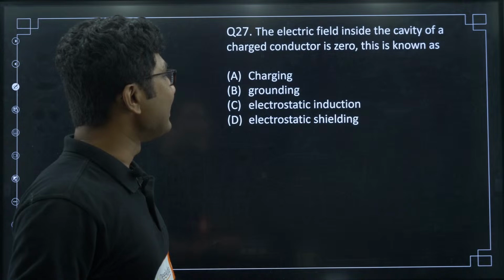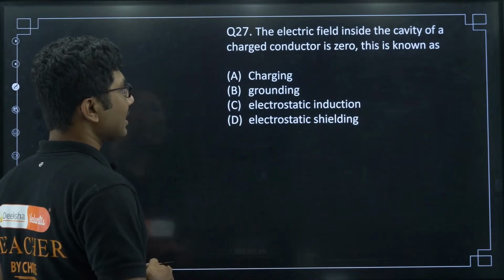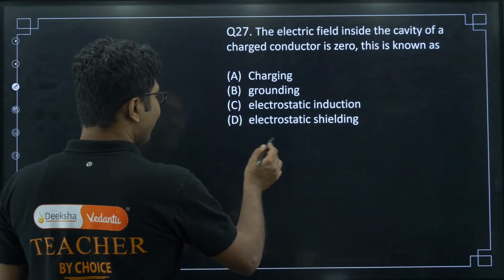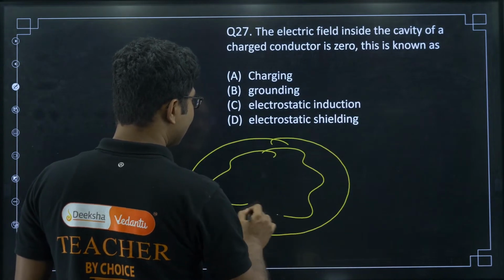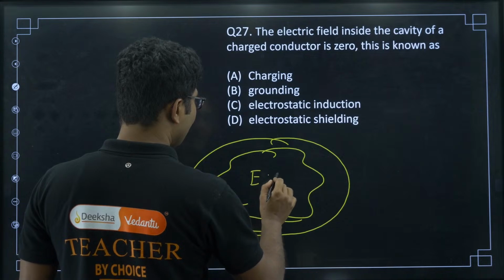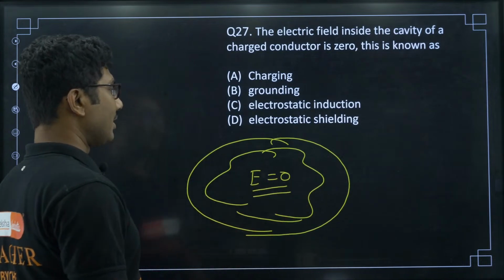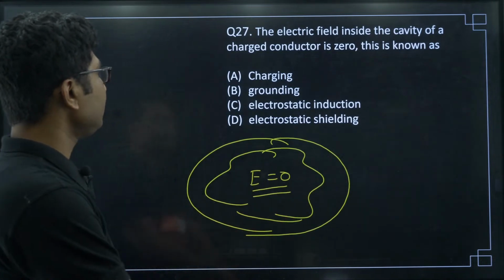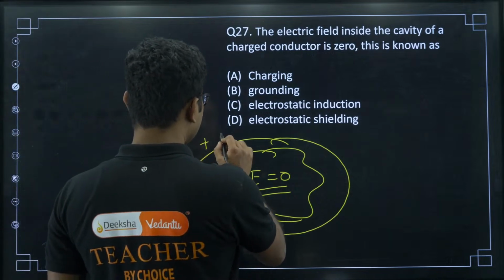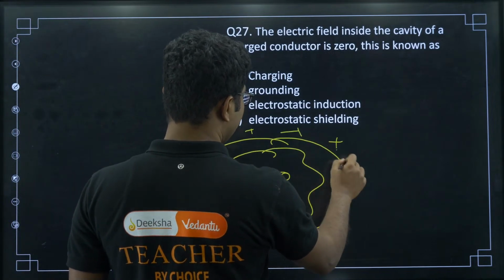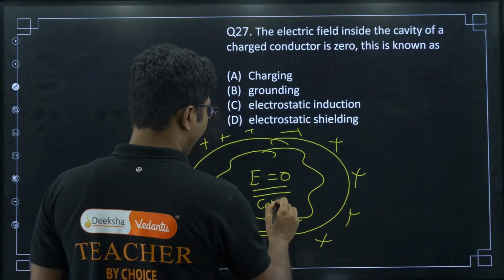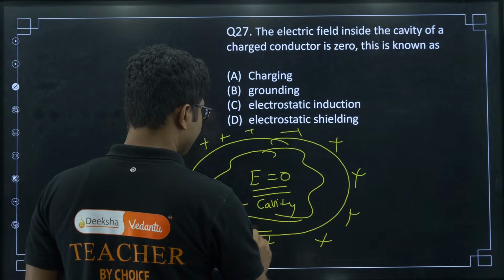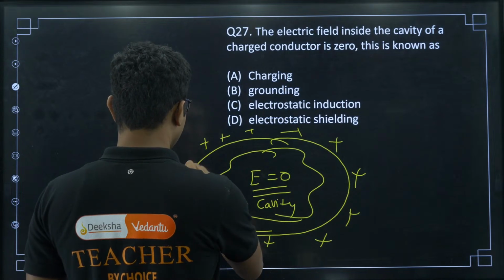The electric field inside the cavity of a charged conductor is 0. This is known as, very easy question. So, inside a conductor there is a cavity, and inside that cavity electric field is 0. The charged conductor has some charge, but inside the cavity, electric field is 0. What is the name of this? Very easy.